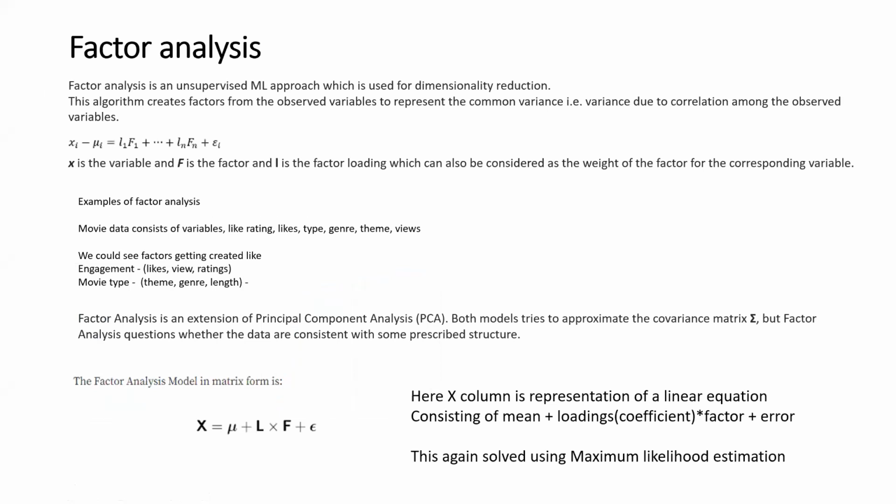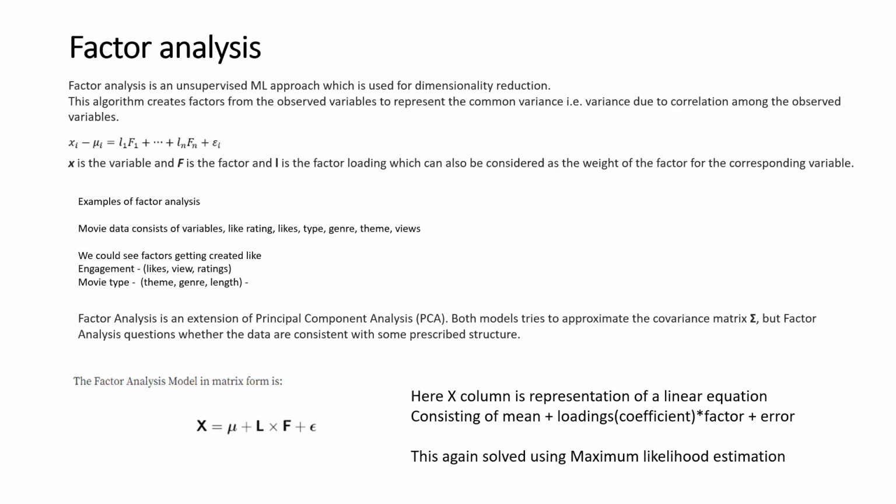Moving forward, factor analysis is nothing but an extension of PCA. There we were talking about matrix multiplication and how we decompose a matrix. Here the approach is slightly simpler, but it can also be solved through a matrix approach. You can assume a linear equation in your head, and each data point or each column could be part of a linear equation. For example, let's assume a movie data set that consists of columns like rating, likes, type, genre, theme, views.